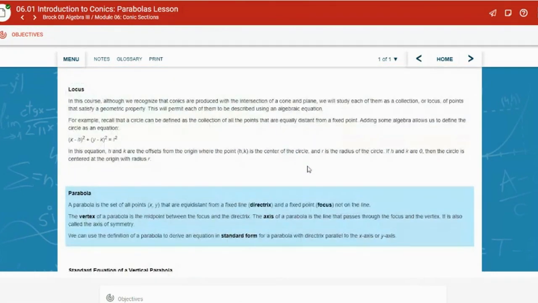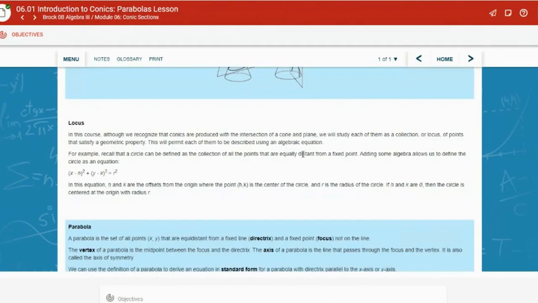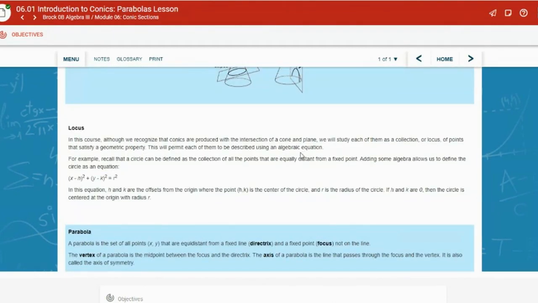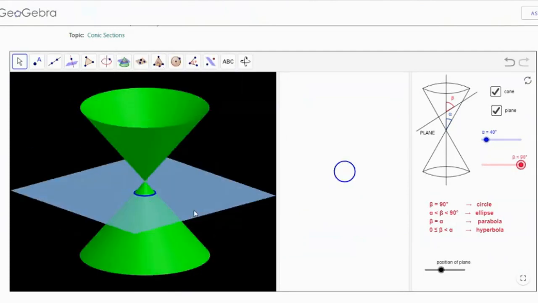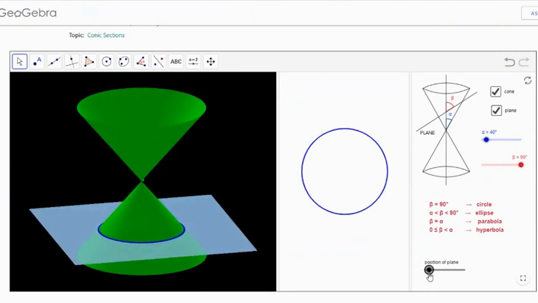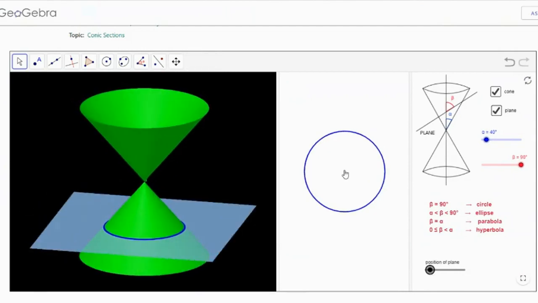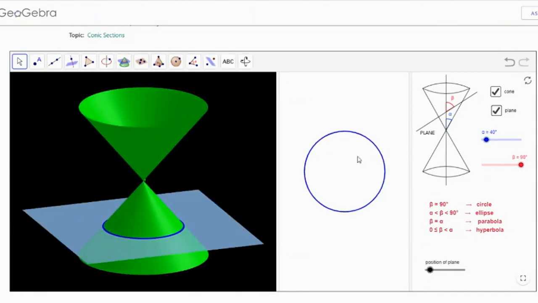All right, let's talk about the equations of a circle. We know a circle is defined as the set of all points that are the same distance from a center, right? If we go back and look at that, at 90 degrees, we'll move the plane a little farther down. We got a bigger circle. From the center of that circle, all of the points in the circle are the same distance from the center. So that's the definition of a circle.